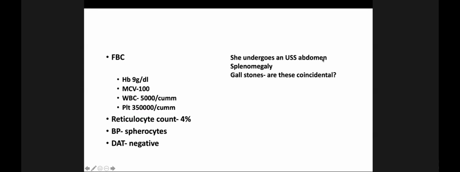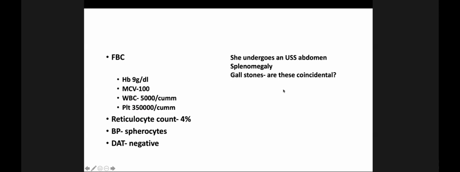She undergoes an ultrasound of the abdomen and she has splenomegaly, which is in keeping with your diagnosis of hereditary spherocytosis. Incidentally, she also has gallstones. Now, are these coincidental gallstones? What do you think?